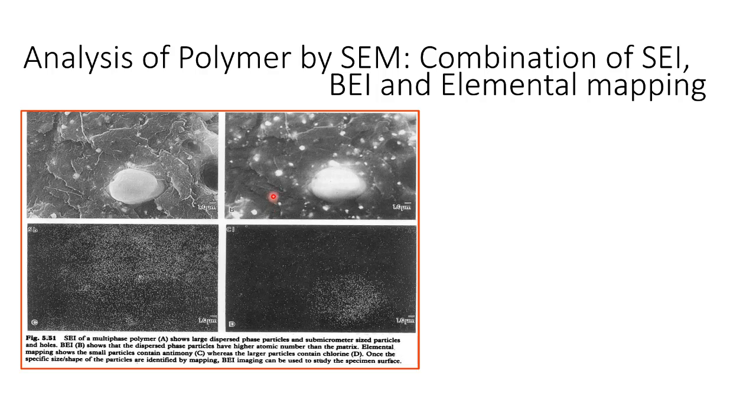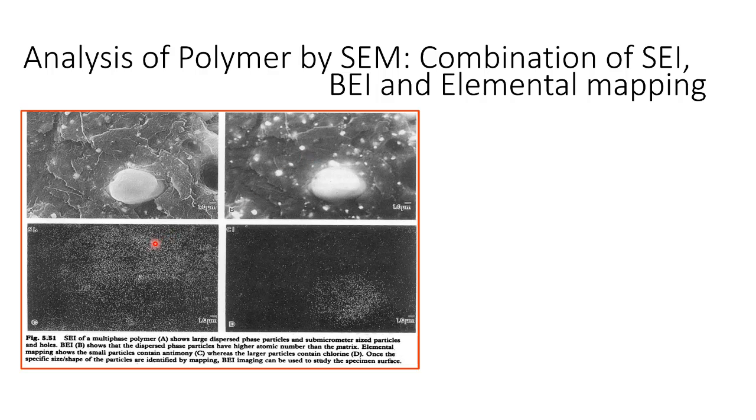Then here we have an SEM. This is secondary electron imaging, then backscattered electron imaging, and the elemental mapping. The first one is showing the secondary electron image of a multi-phase polymer. It shows very large dispersed phase particles and sub-micrometer size particles and holes. So these are the holes. And then we have the backscattered image. You can clearly compare: the secondary electron image shows better resolution as compared to the backscattered electron image. This is again showing the dispersed phase particles with higher atomic number, and then the matrix.